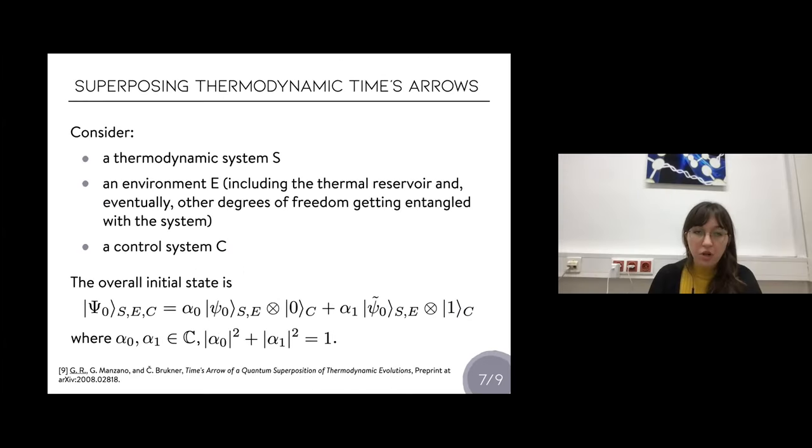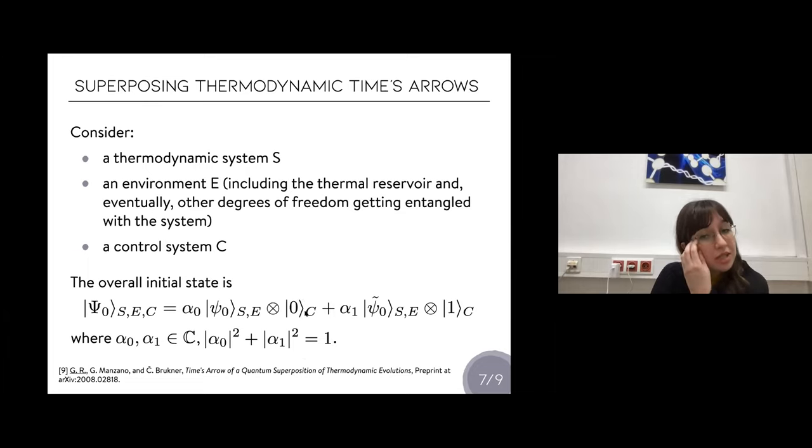So to build this framework, we considered a case very similar to what I was showing you in the previous slide when I was speaking about indefinite causality. So we are still going to make use of a sort of control system that, in the previous case, was controlling the order. Here it just controls the superposition between one time arrow and the opposite time arrow. And so I'm going to have here now a thermodynamic system S, an environment E, which includes the thermal reservoir and any other degree of freedom which might get entangled with my system, and then a control system C. And I'm going to then create an overall initial state of this form, where, as is standard in fluctuation theorems, the tilde quantities indicate the time reversal quantities. And so this will be my overall initial state.